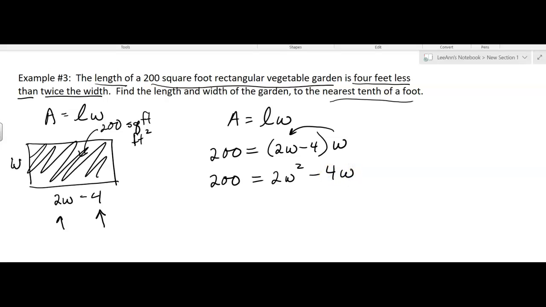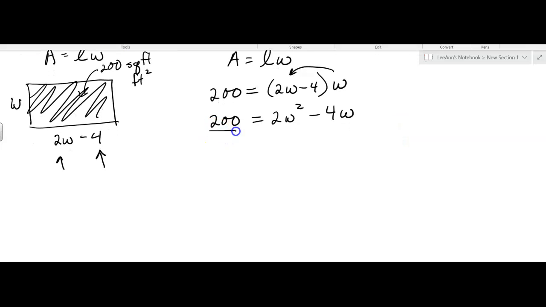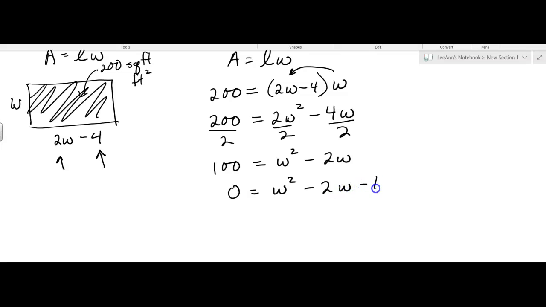Now, if I wanted to make this problem a little bit easier, I could divide everything by 2. You're allowed. We've done that before. So it just makes my numbers smaller, and they're not fractions, so I like that. Now I'm going to subtract the 100 because I need to set this to 0. This is a quadratic equation. And I was hoping it would factor, but I don't think it's going to factor.